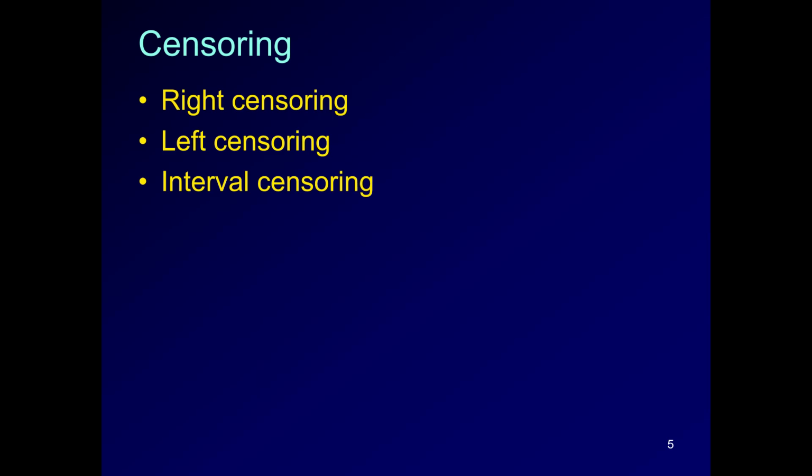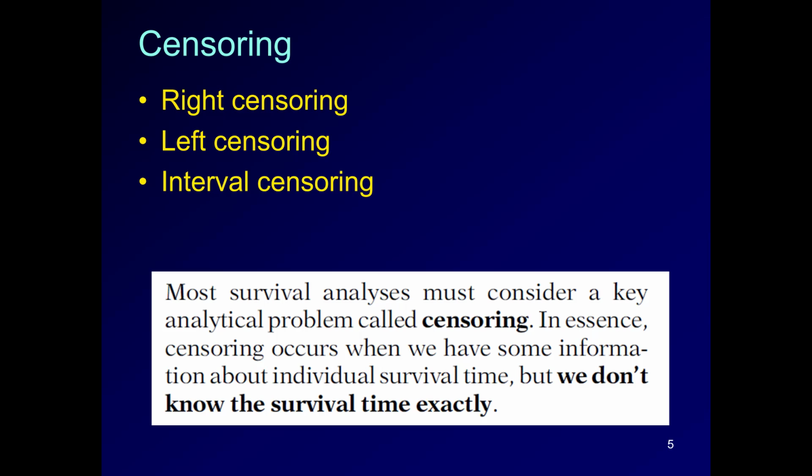The other major thing that highlights the need for survival analysis as a separate kind of data analytic technique is this issue of censoring. So right censoring is the one that's going to be the most common. There are other forms of censoring. Real briefly, you have to deal with censoring, it's an inherent part of a survival analysis. Censoring occurs when we have some information about an individual's survival time or time till event, but we don't know the survival time exactly of those individuals.